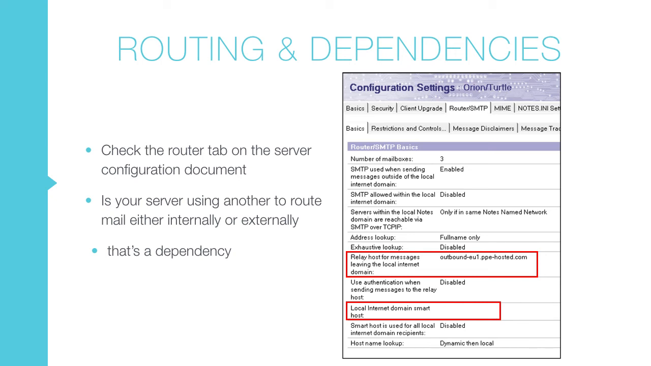Any email that's addressed to anything other than turtlepartnership.com will go to this relay host. So if I send an email to gmail.com, it will go to that relay host. There's also a field called local internet domain smart host, and we would use that if, for example, turtlepartnership.com mail routing was split across different platforms. And we actually want to say, okay, if you can find Gabriella on this server, deliver it to her. If you're addressed to someone I don't know, but it's still turtlepartnership.com, go ahead and send it to this smart host. So make sure you check and see if any of these fields are specified, because these are also dependencies for your mail routing.